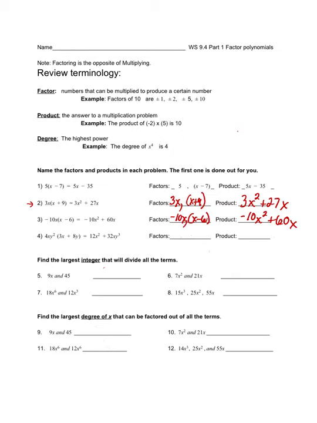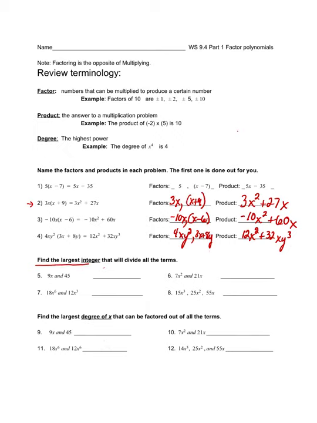Number 4, the factors are 4xy squared, comma, 3x plus 8y, sneaking it in there. And the product is 12x squared plus 32xy to the third. As we move along this unit and try to factor, it is really important that you understand what the factors are and what the product is, okay?